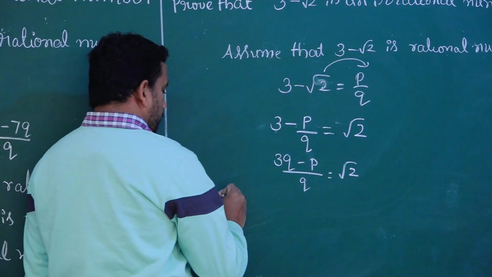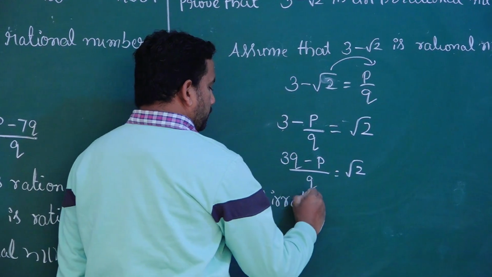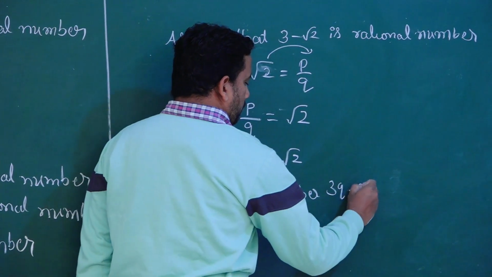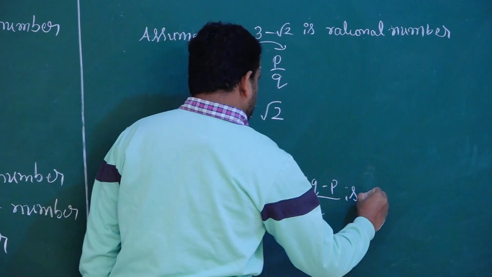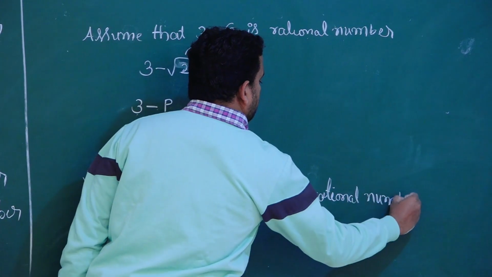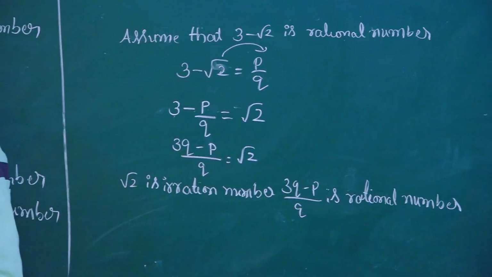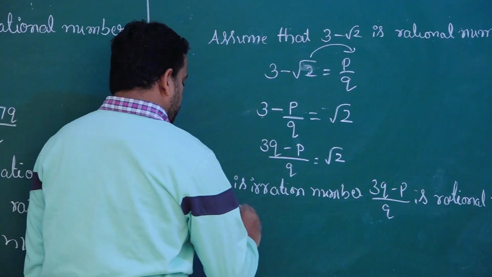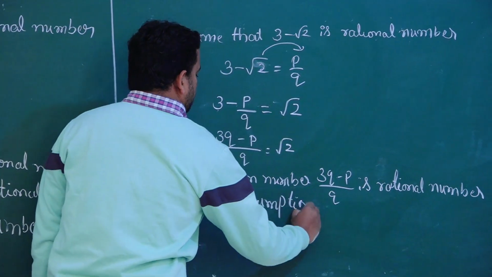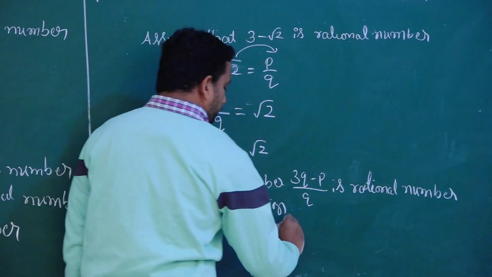Same as before, here root 2 is an irrational number, and (3q minus p) divided by q is a rational number. This contradicts our assumption that 3 minus root 2 is a rational number. Therefore our assumption is wrong, and 3 minus root 2 is an irrational number.